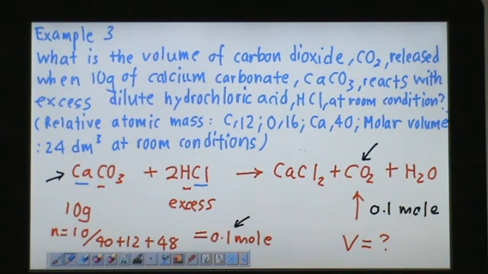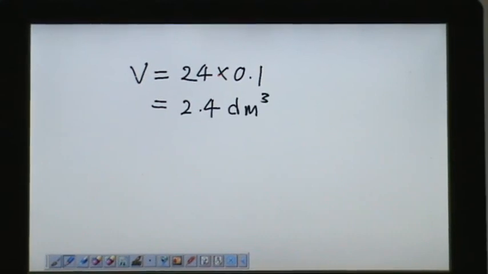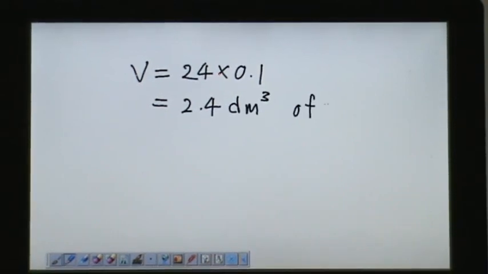So this is a room condition. They want room condition. So what we can say about this is 24 times 0.1. So you get 2.4 dm cubed of CO2.